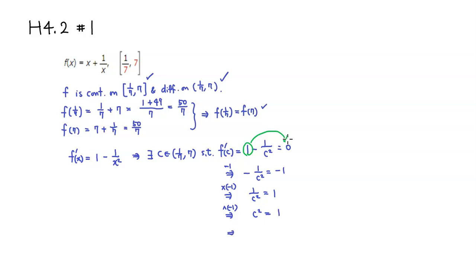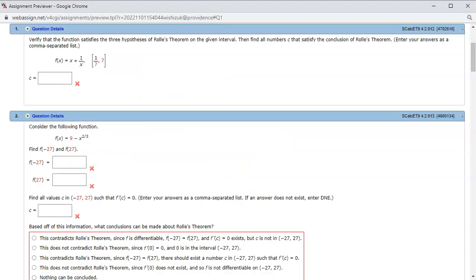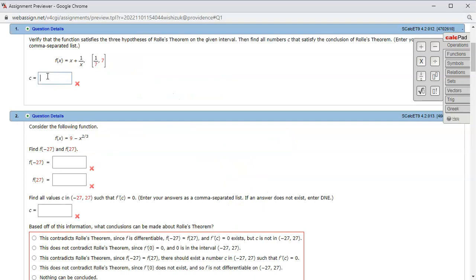And then we can take the square root. So c is going to be plus or minus 1. But in this case, the interval starts from 1 over 7, so we're going to just keep the positive 1. Right? So this is going to be the c value. All right, so let's type it in. So c is going to be equal to 1.